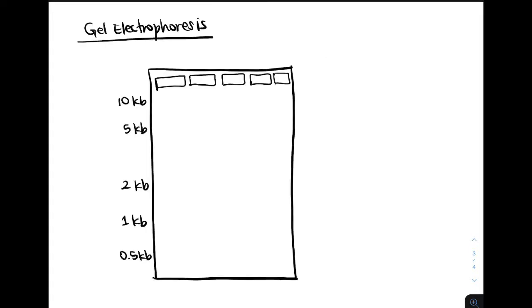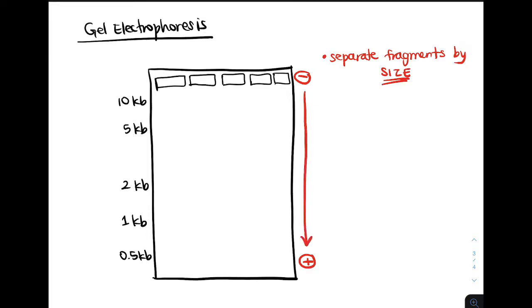This is our gel, and remember that gel electrophoresis separates DNA strands based on the size of the fragments. It also moves from negative to positive because phosphate groups on DNA are negatively charged, so they're attracted to positive. The gel machine is filled with agarose gel, which has little pores or holes in it. The shorter fragment will travel farther because it can move faster through the gel.